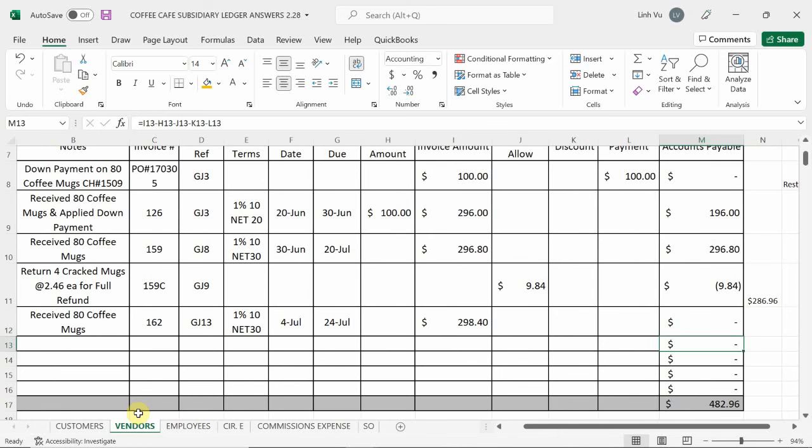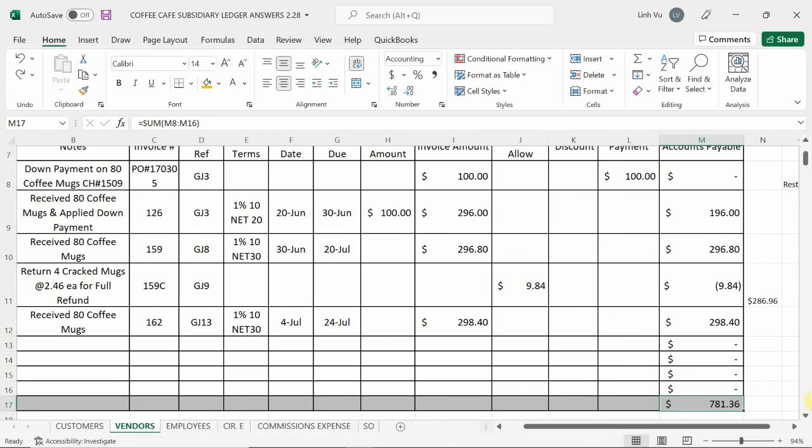Oh, wrong columns. There you go. $298.40. So now I owe All Things Ceramics a grand total of $781.36. So let's take a look.